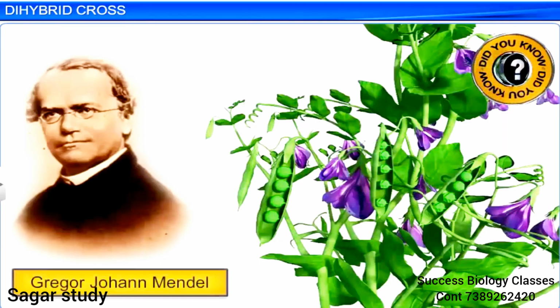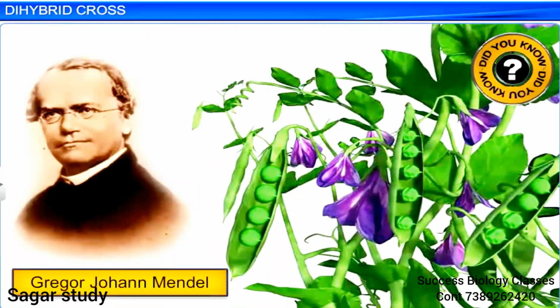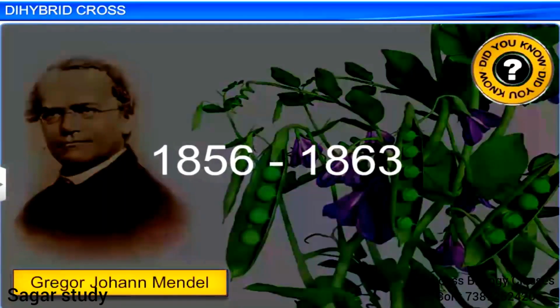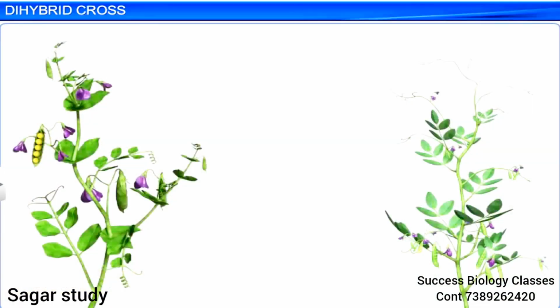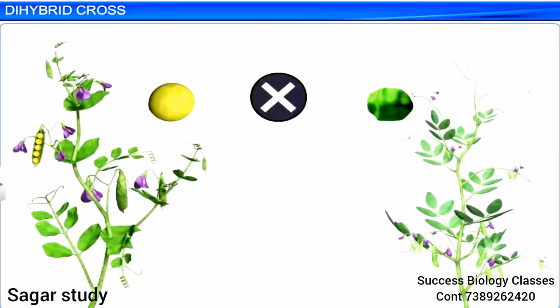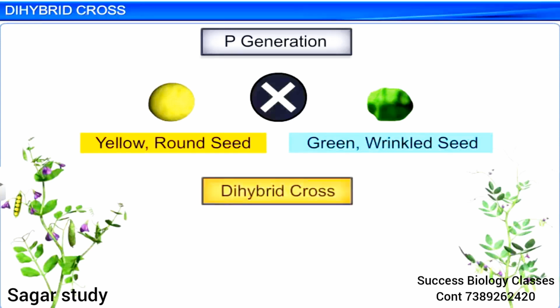Did you know that Gregor Mendel cultivated and tested about 29,000 pea plants between 1856 and 1863? One such test was the crossing of pea plants with yellow and round seeds and those with green and wrinkled seeds. As you know, such a cross between plants that differ in two traits or characters is known as a dihybrid cross.